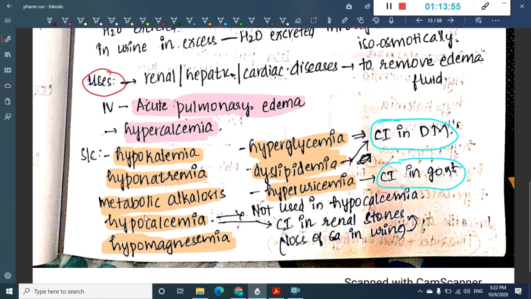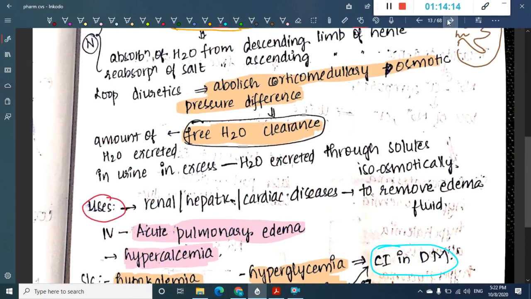Because of this hypocalcemia, they are contraindicated in renal stones, because in renal stones there is loss of calcium in urine. And they are also contraindicated in hypocalcemia, because it increases the hypocalcemic action.